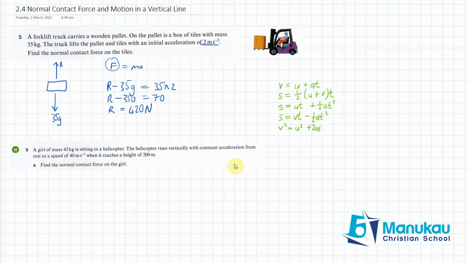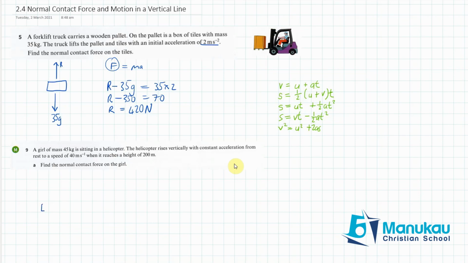Let's take a look at this next one, a little bit more tricky. A girl of 45 kilograms is sitting in a helicopter. The helicopter rises vertically with constant acceleration from rest to a speed of 40 meters per second when it reaches the girl. And you've got to find the normal contact force on the girl.